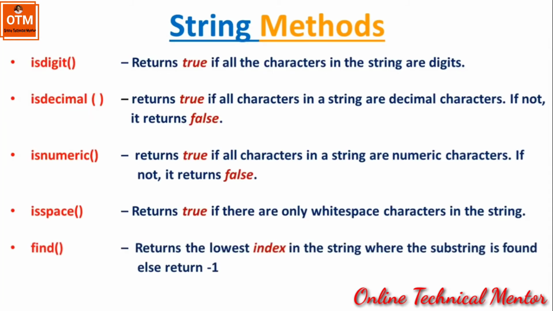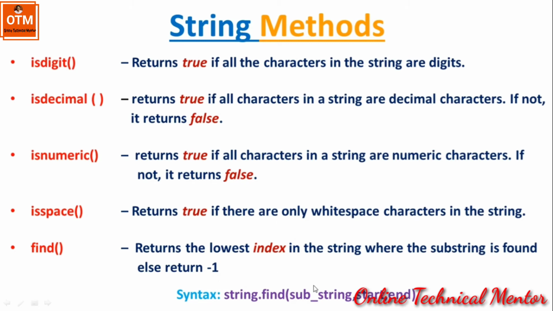Next, find. It returns the lowest index in the string where the substring is found, else it returns -1. So it has a syntax. Look at the syntax first. The string name, then .find, and within this find function there are three parameters, out of which one is mandatory and start and end are optional. Whenever we write a substring, the find function searches that substring within the given string. If it is found, it will return the lowest index of the first occurrence. And if it is not found, it will return -1.